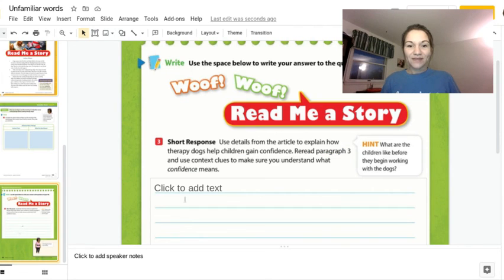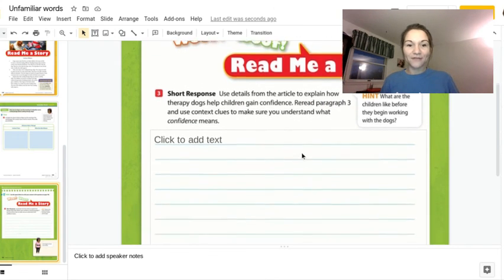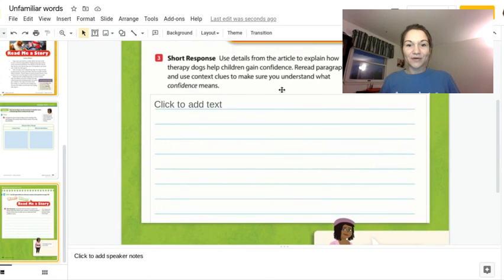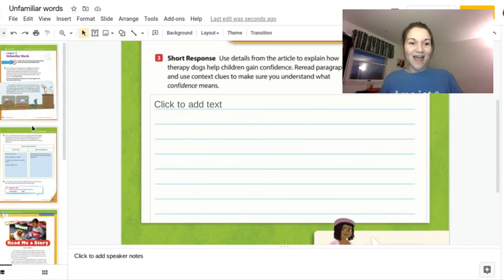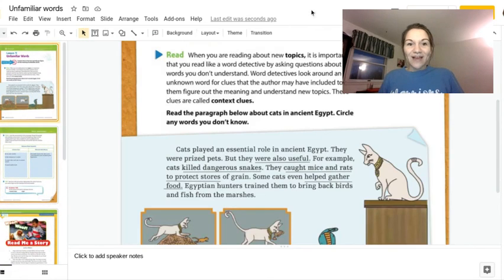And then you have a paragraph to write about it. You're going to use the details from the article to explain how therapy dogs help children gain confidence. And then you're going to reread paragraph 3 using context clues to make sure you understand what confidence means in this context. All right, readers, off you go.